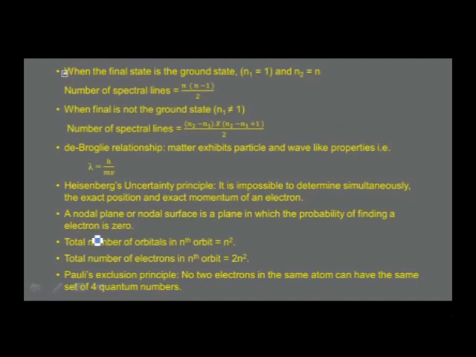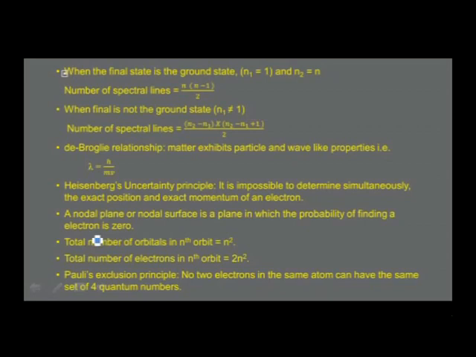Total number of electrons in the nth orbit, number of orbitals, let me repeat this. Total number of orbitals in the nth orbit is equal to n square, and total number of electrons in the nth orbit is equal to 2n square.